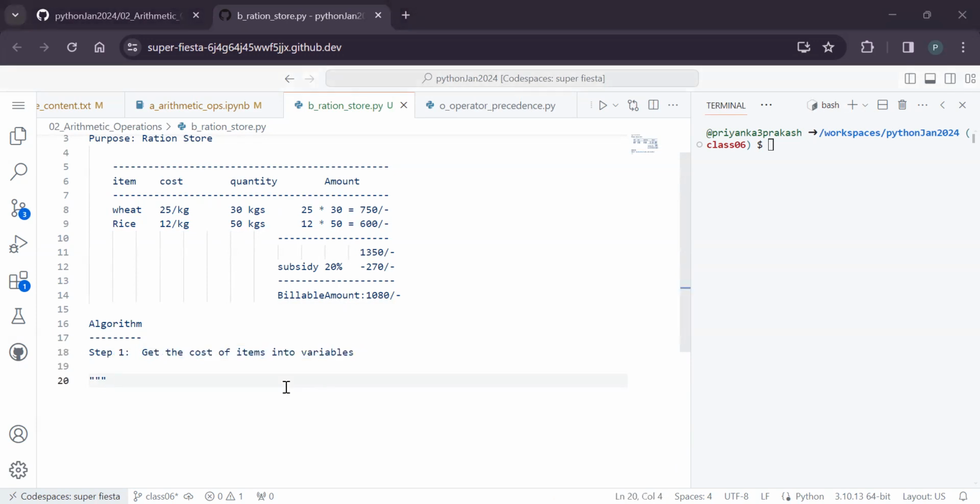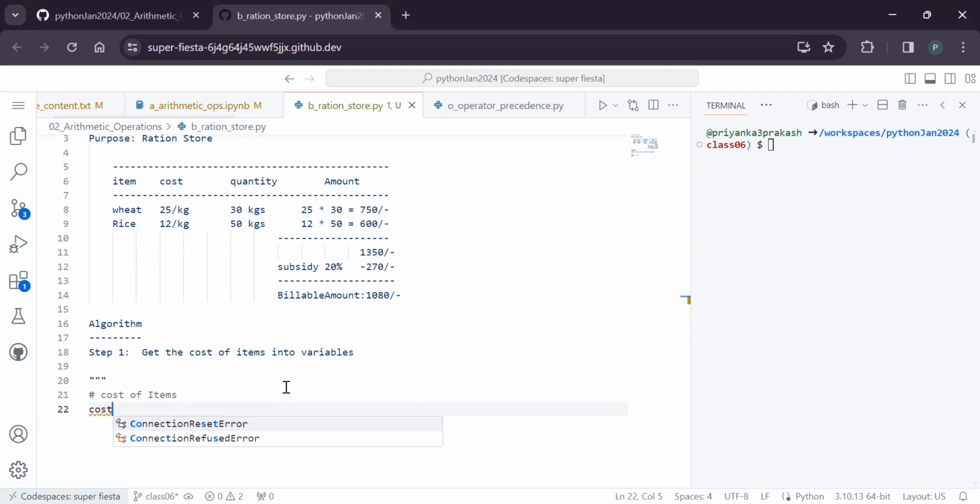So what can I do? What is the cost? Cost of item. So first, cost of wheat, right? I can use underscore case. As I told you, Python says that by default, you should go for underscore case for everything except class names. So when you have a meaningful name, it can be more than one word. You can combine them with an underscore. Cost of wheat. So wheat is equal to 25. So cost of wheat is 25. Maybe if you want, you can say per kg.